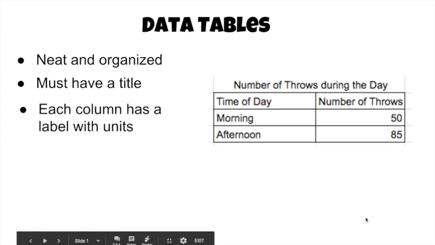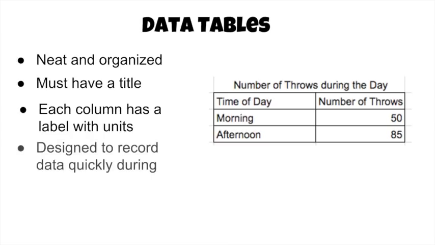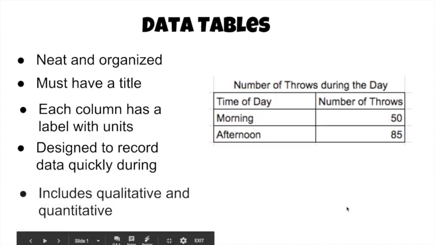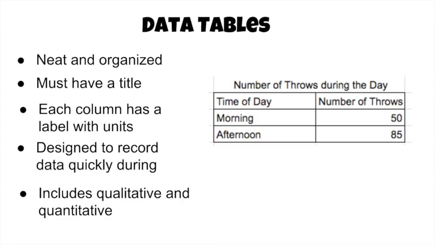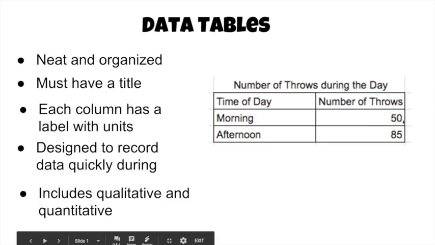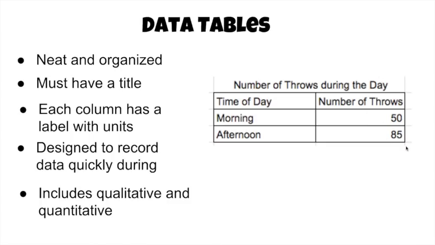Each column has to have a label with units, if necessary. They need to be designed to record data quickly, so you can easily record data, especially if an experiment is going super fast. And they should include qualitative and quantitative. This data table has numbers, so that would be quantitative, and does not have a section for qualitative or observations, but for every experiment you should include a section for observations.